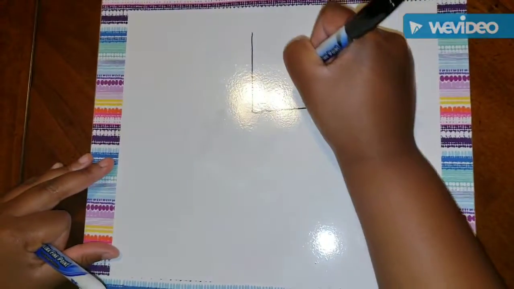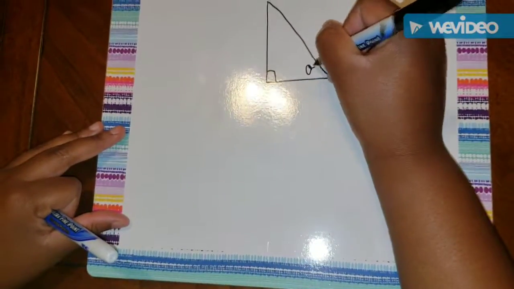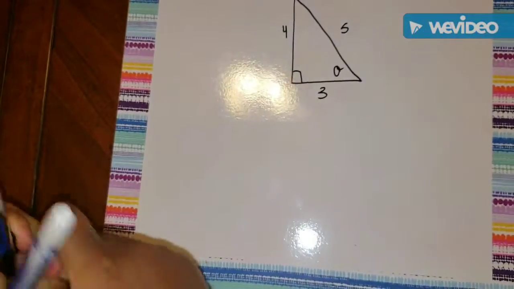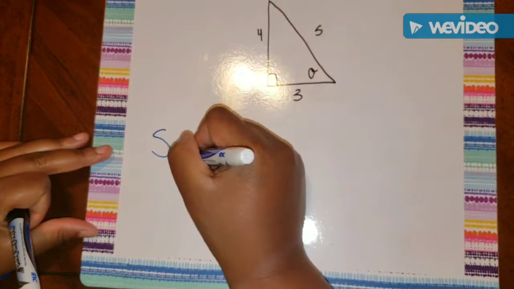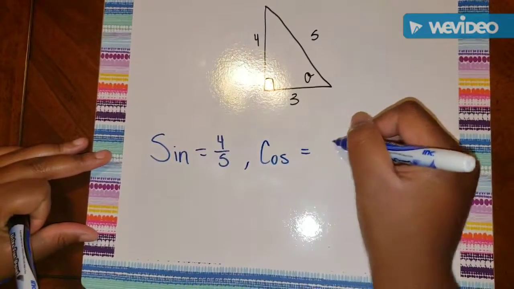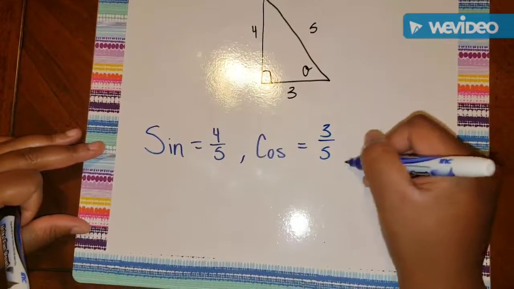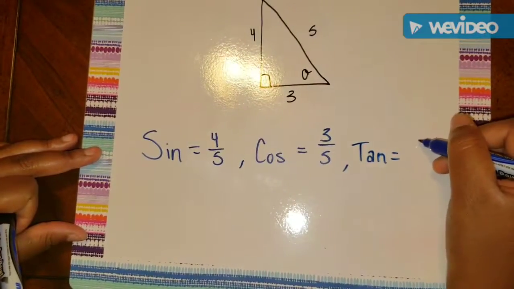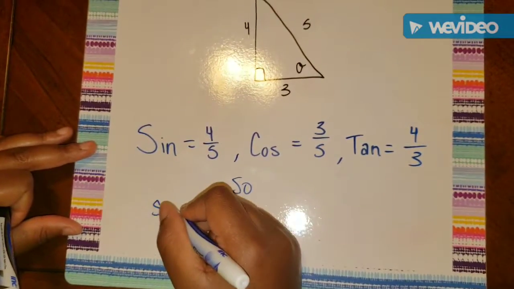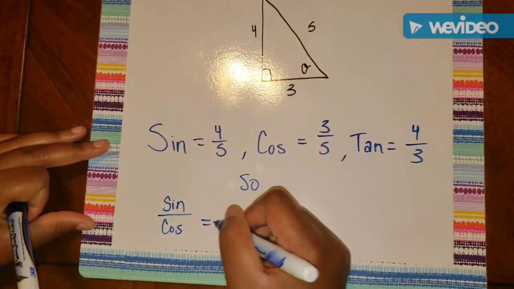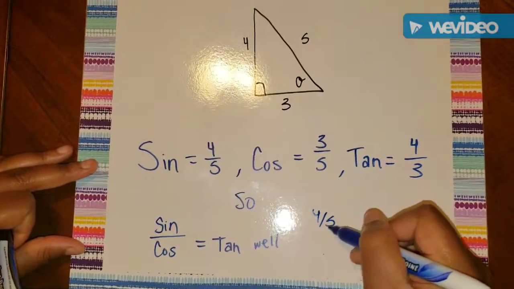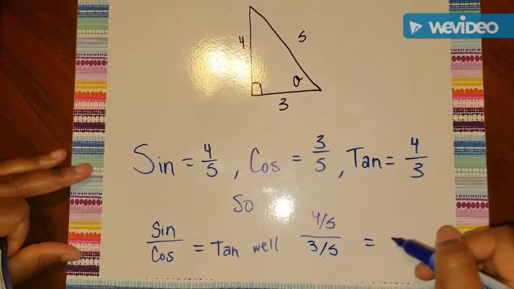So now let's apply this to an actual triangle. So let's say we have a 3, 4, 5 triangle, and we're going to try to find all of them for theta. So sine of theta is equivalent to 4/5, cosine is equivalent to 3/5, and tangent is equivalent to 4/3. So since we know that sine over cosine is equivalent to tangent, 4/5 divided by 3/5 should give us 4/3.